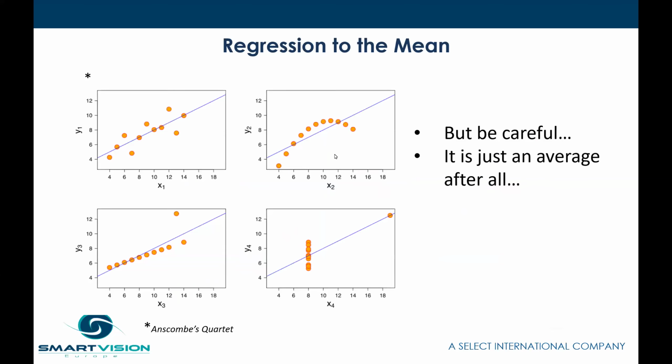Now, the key here about this line, as we pointed out in the correlation webinar earlier on, is that it is just an average. The line is just an average, just like anything else. There's nothing special about it.